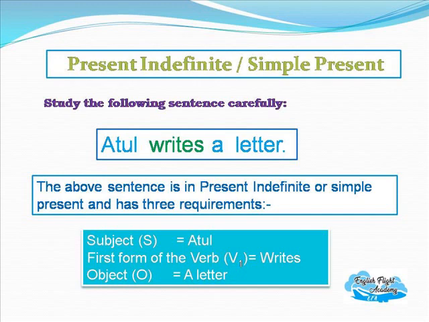So here I took the example of only simple present tense. Study the following sentence very carefully. Atul writes a letter. The above sentence is in present indefinite or simple present and has three requirements there. Subject, that is Atul. First form of the verb, that is verb 1. So we write s or es when the subject is singular, right? So writes, and the object is a letter.